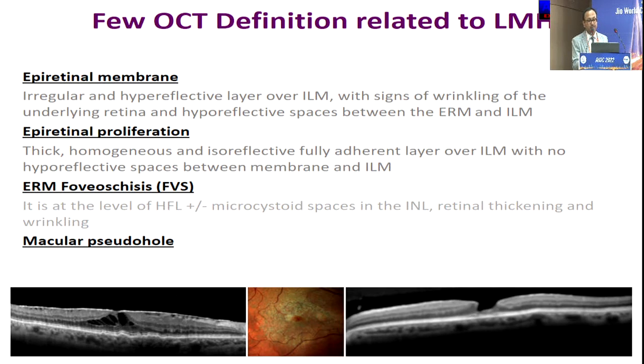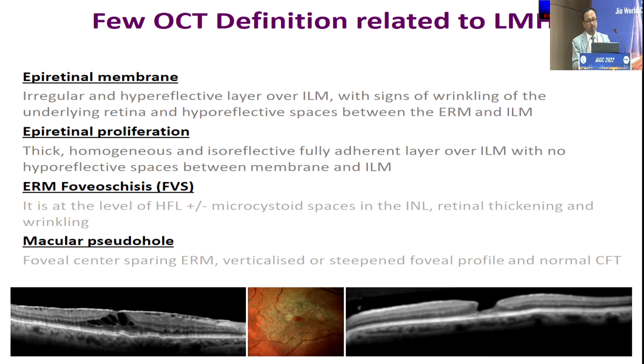The third one is the ERM foveoschisis. These are at the level of the Henle's layer, where we have microcystoid spaces in the inner nuclear layer. Retinal thickening is there and there is wrinkling. And the fourth one is the macular pseudo hole, where you have a foveal sparing, center sparing ERM, verticalized or steepened foveal profile and normal central foveal thickness.